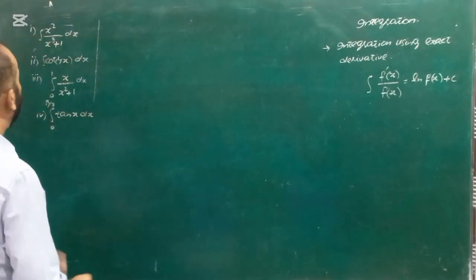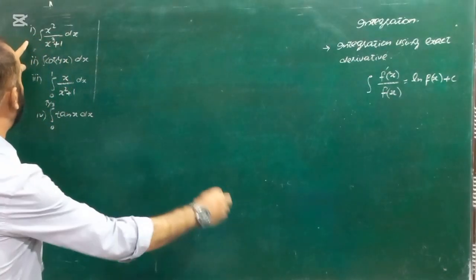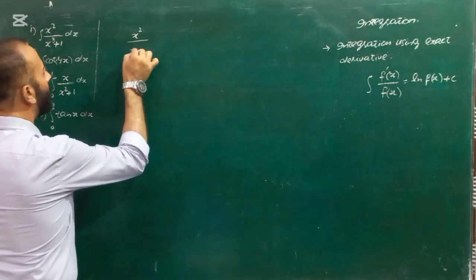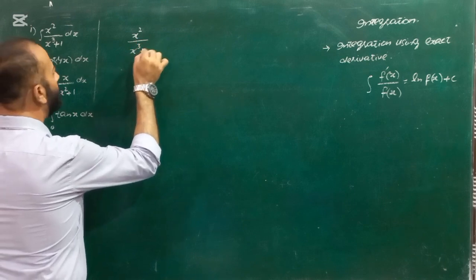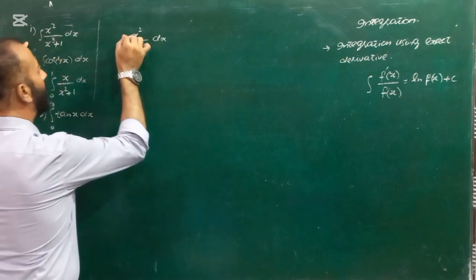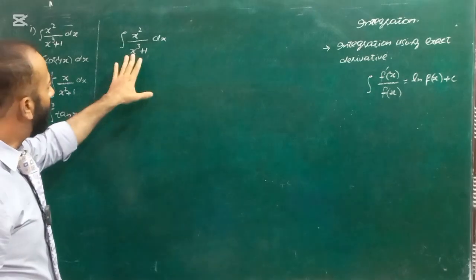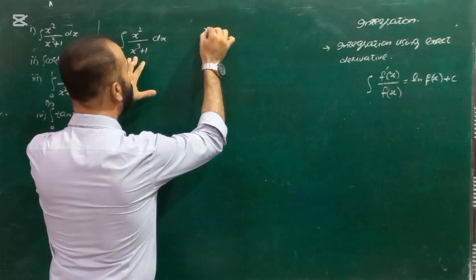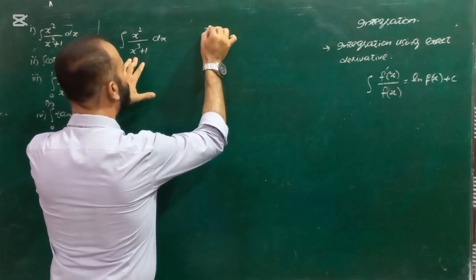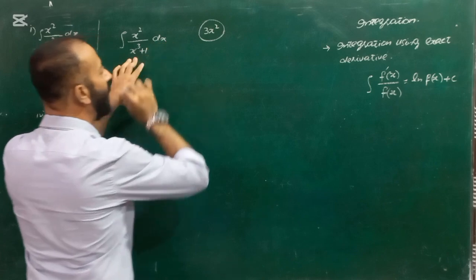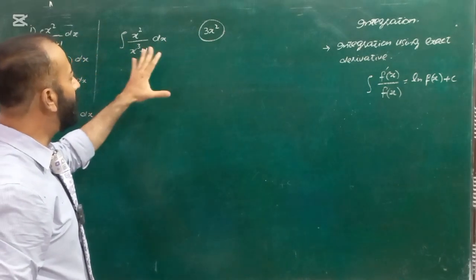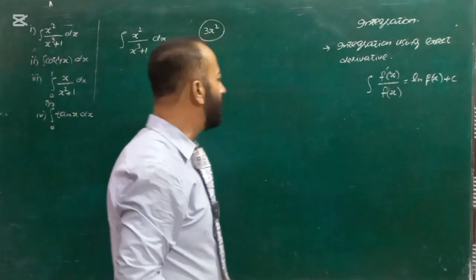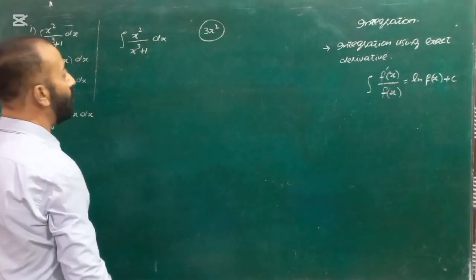So look, okay, here is a question. The first question is the integral of x squared over x cubed plus 1 dx. So look now, the denominator is x cubed plus 1. Its differential will be 3x squared. So if we make the numerator 3x squared, then the answer will be natural log of x cubed plus 1. So this formula will be applied.